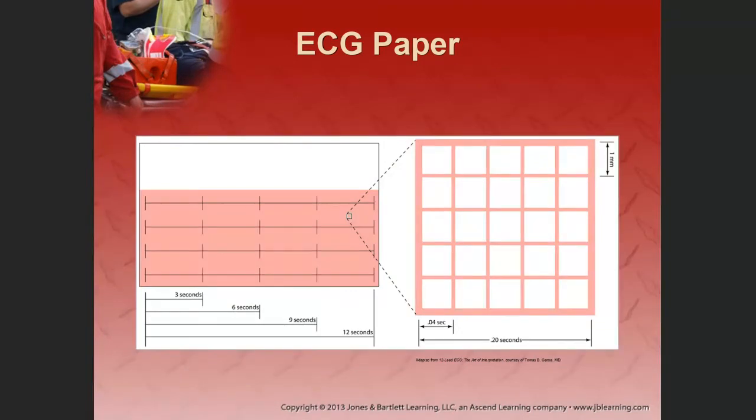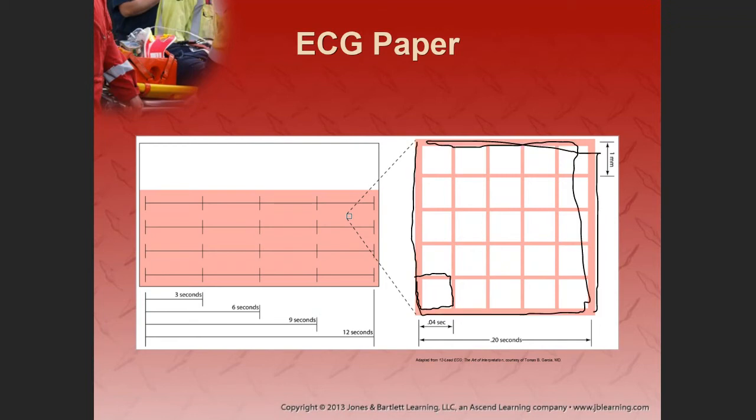You understand what it means. Oops, I want my pencil. So this is your small box. This is your large box, right? Now, if one large box represents 0.2 seconds, it means that 5 of the large boxes would represent 1 second.